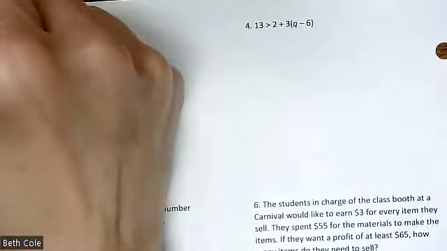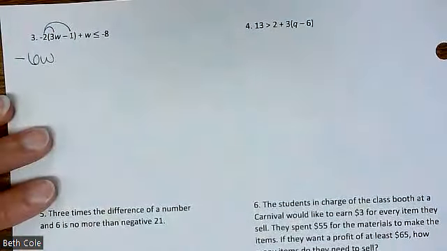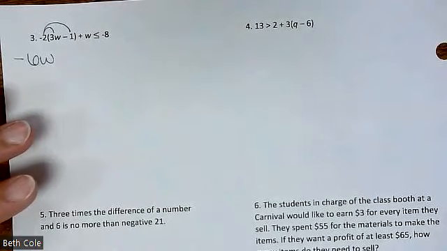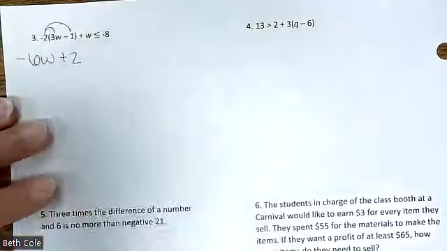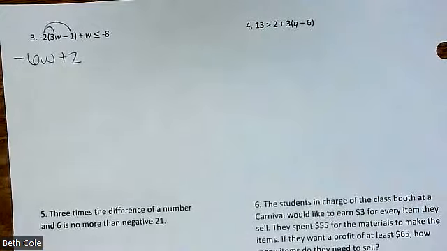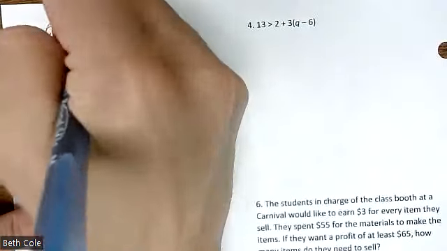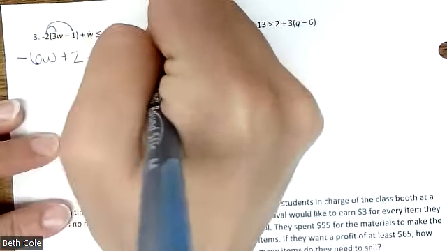That will give you -6w. Careful here. Plus 2. Why is it plus 2? Multiply 2 negatives. Perfect. Multiply 2 negatives. Then plus w less than or equal to -8.